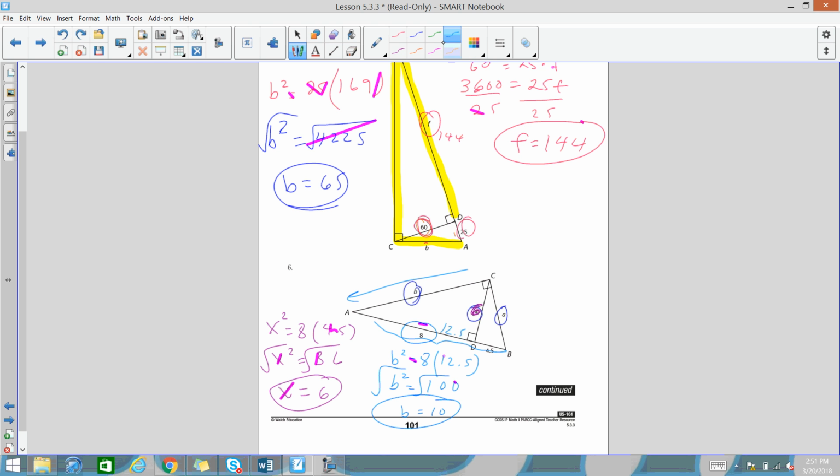Now let's find a. Now a is another leg. So a squared is equal to short adjacent, so 4.5, times the entire hypotenuse, which is 12.5 again. So 4.5 times 12.5 equals 56.25, so a squared equals 56.25. Now this is a decimal, so give me a decimal answer. You put this in your calculator. So the square root of 56.25 equals 7.5. You won't be able to simplify that without just putting it in your calculator.